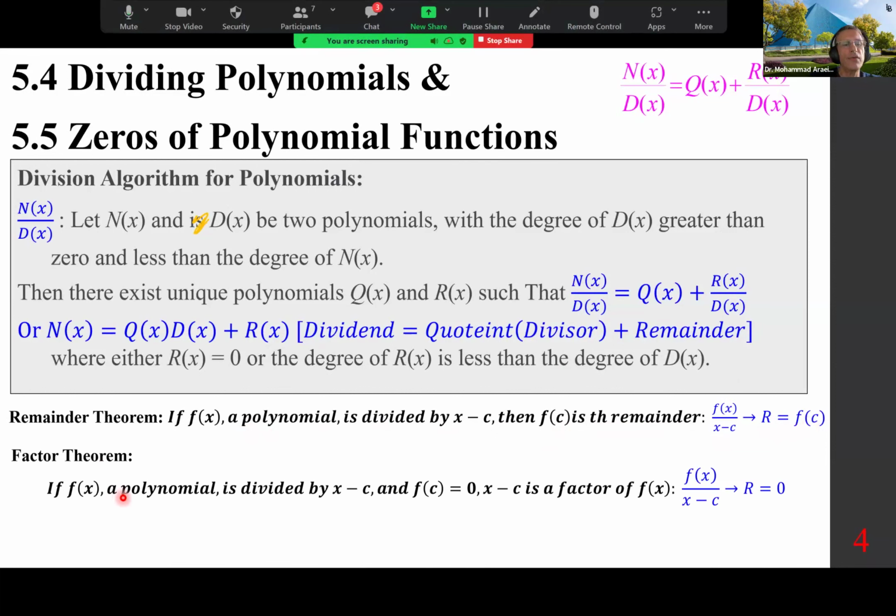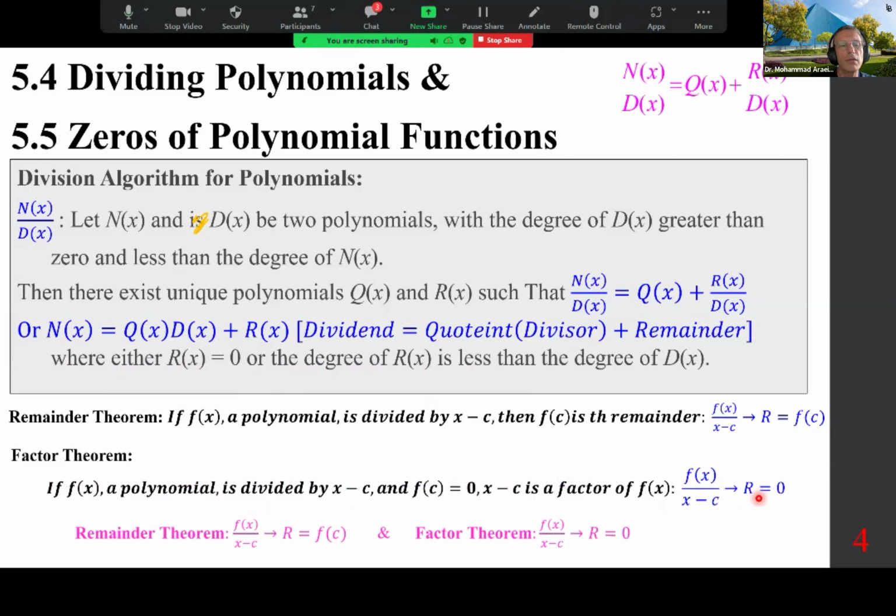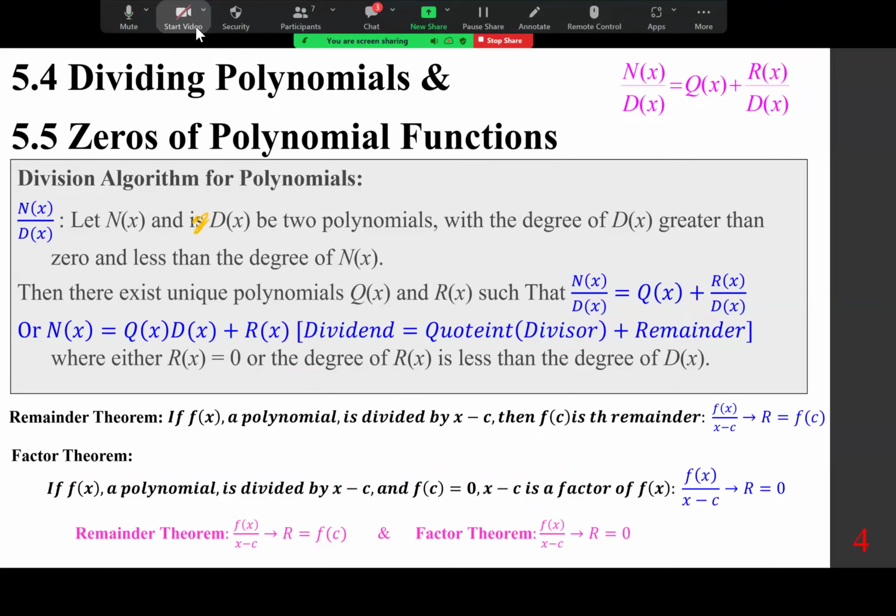Factor theorem is if f of x, a polynomial, is divided by x minus c and f of c becomes 0, then x minus c is a factor of f of x. That means the remainder must be 0. So in short, the remainder theorem, f of x over x minus c, the remainder is f of c, and the factor theorem, the remainder is 0. That's the general idea as far as the division is concerned.